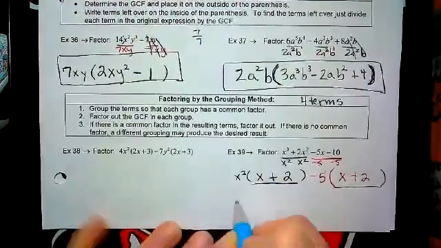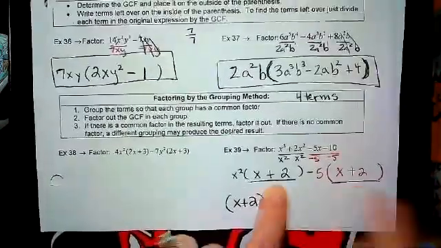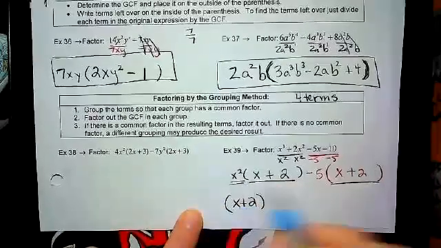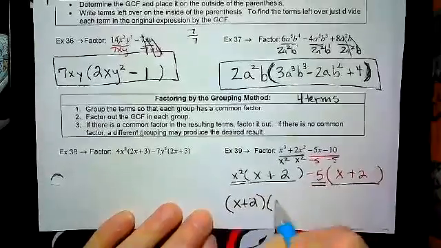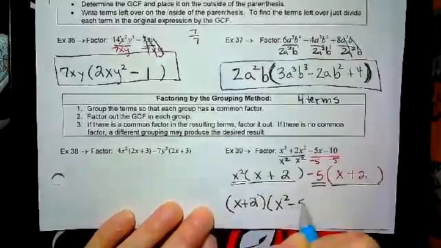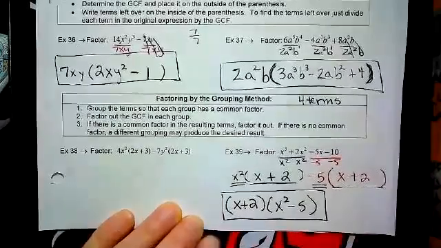And so since they do, we just say that that is a common factor. So we get to write it out once. And in our second parentheses, or what's in front of those parentheses, we create a second parentheses, so x squared minus 5. And so that would be our answer.